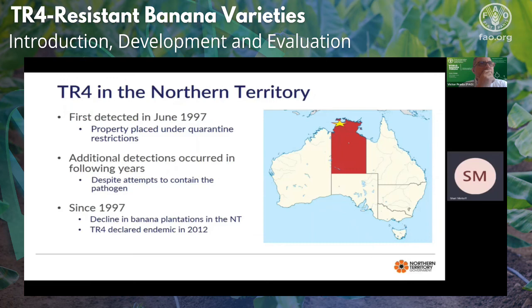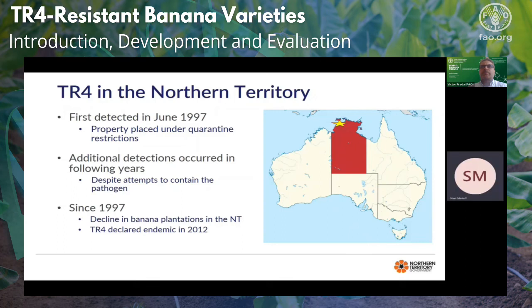Unfortunately, as years went by, more and more properties actually were detected to have the fungus, and containment of the pathogen ultimately failed. And I think since 1997, you saw pretty much a steep decline of the banana industry in the Northern Territory, to the point where in 2012 it was actually declared endemic in the NT.